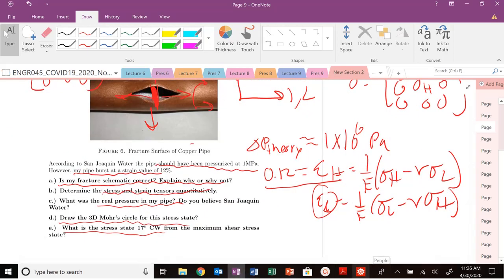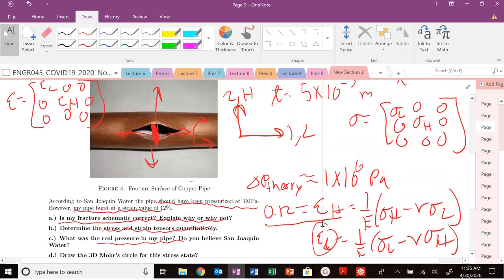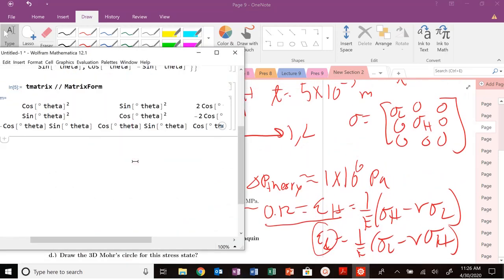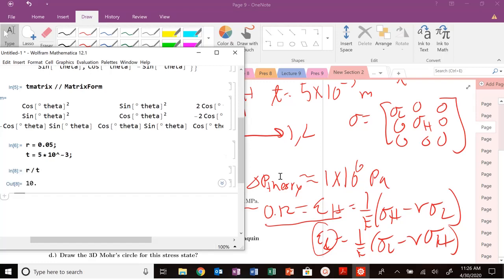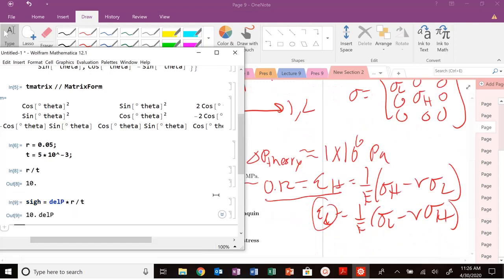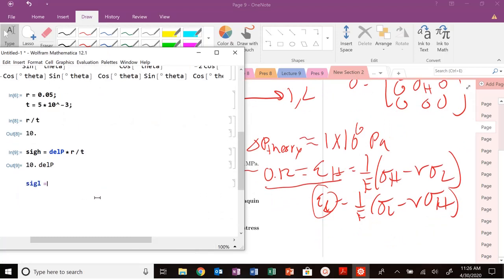So first, if we just solve for delta P, we can figure out everything else. I know my EH, so let me define sigma H. Let me define my radius: radius equals 0.05. My T is 5 times 10 to the minus 3. Let's confirm that R over T is greater than or equal to 10. So let's do R divided by T. Good. Greater than or equal to 10, we're good to go. So sigma H equals delta P times R divided by T. I know that sigma L equals sigma H divided by 2. So we're good to go there.